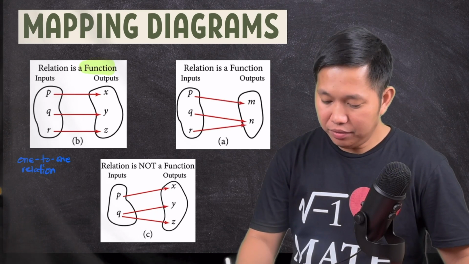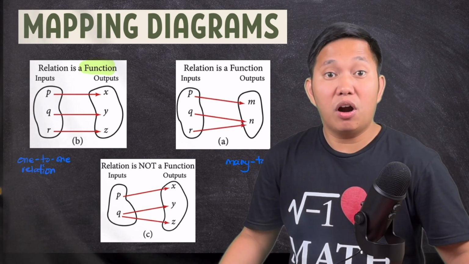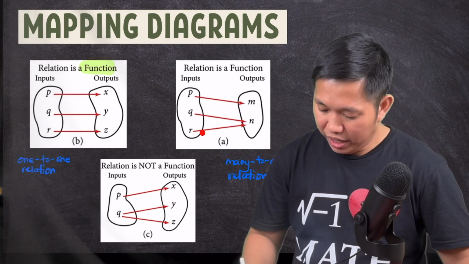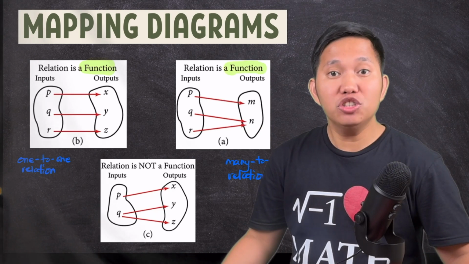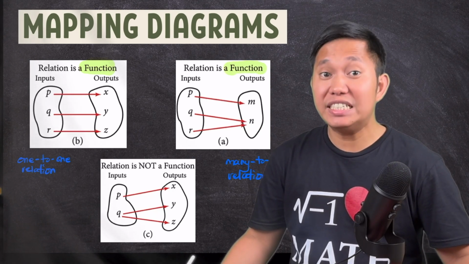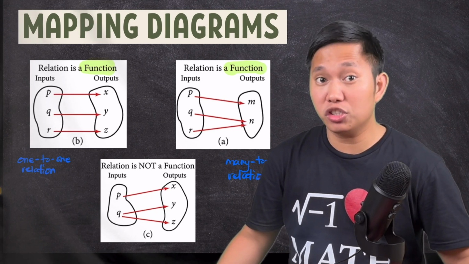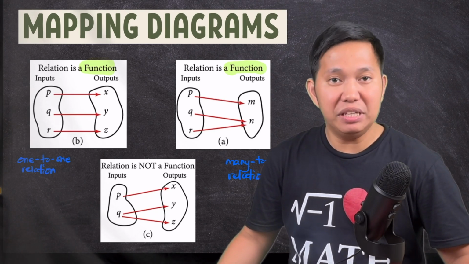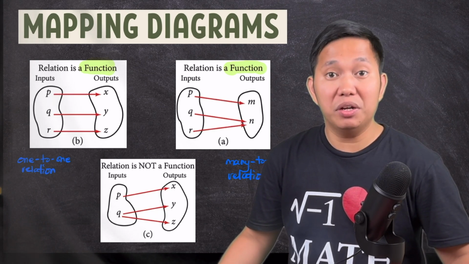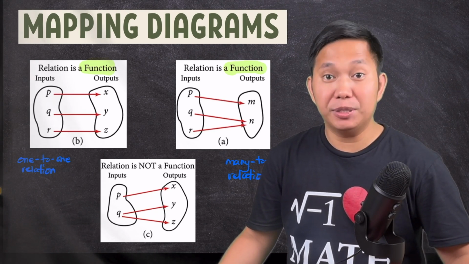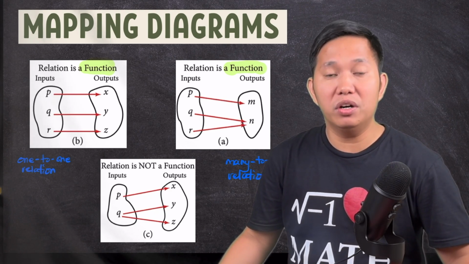The second one shows a many-to-one relation, since there are two inputs, q and r, that are mapped to only one output, n. A many-to-one relation is also considered a function because it adheres to the fundamental definition of a function: each input has a unique output. Although the diagram shows two inputs, q and r, that have the same output, n, no input is associated with more than one output.